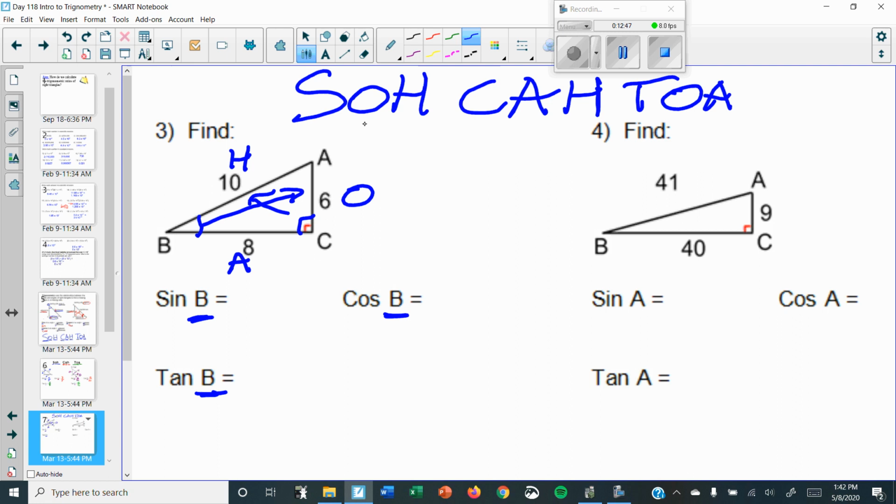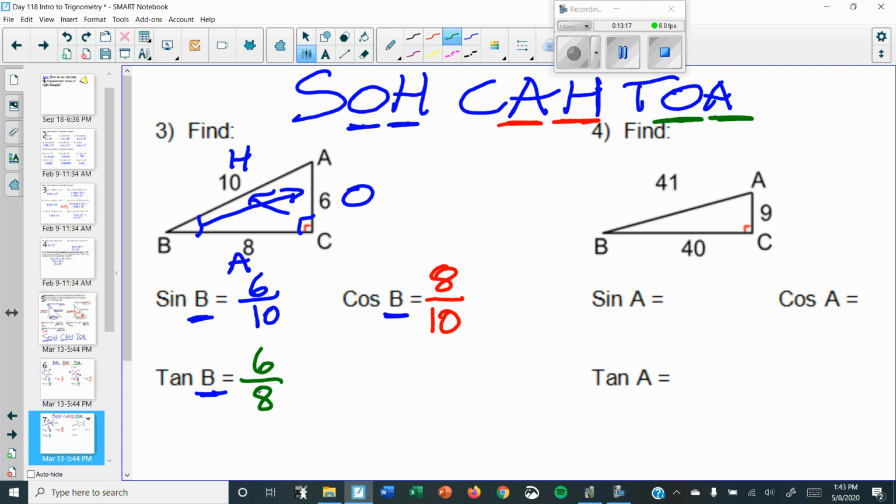So sine is opposite over hypotenuse. Opposite is 6 in this question. Hypotenuse is 10. Okay, cosine. Cosine is adjacent over hypotenuse. The A is 8. Oh my God, I wrote A. Silly me. 8 over the hypotenuse, which is 10. And then tangent is opposite over adjacent. Opposite over adjacent.